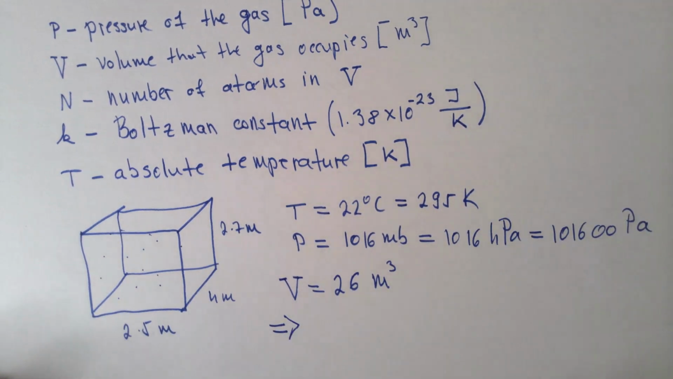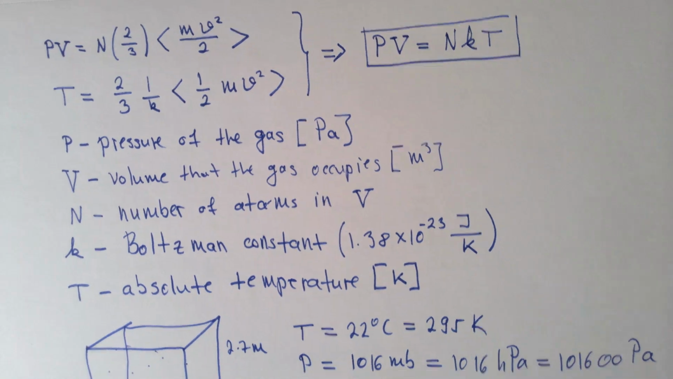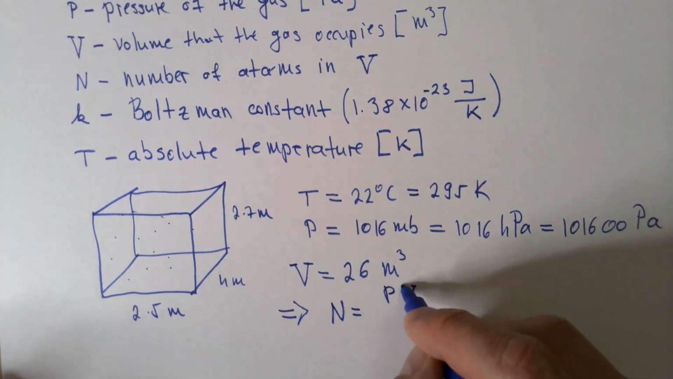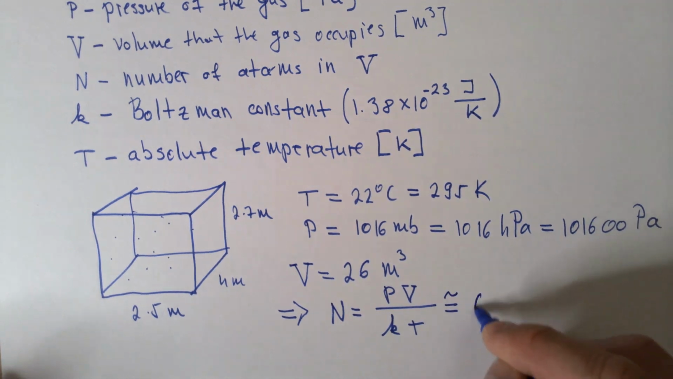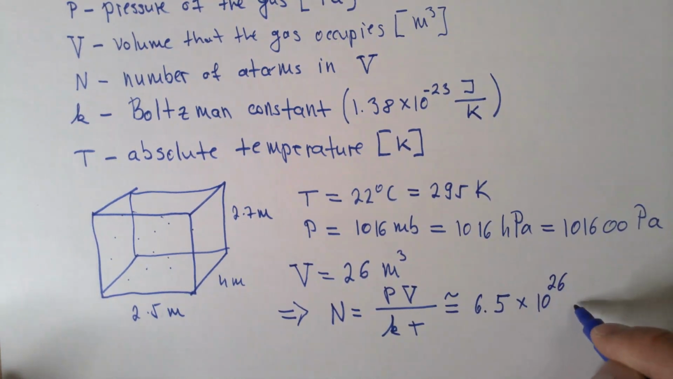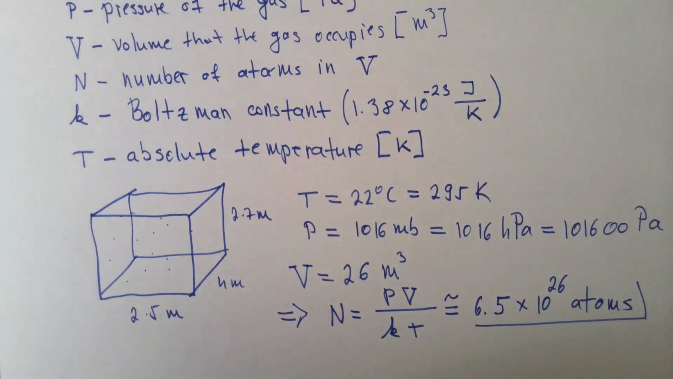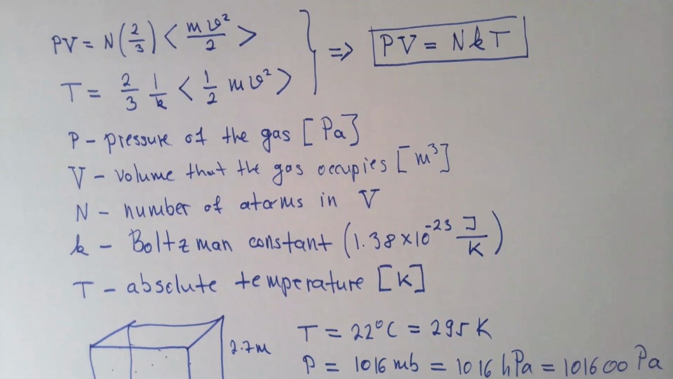Or from our equation of state expressed in terms of N, we can see that N, the number of atoms in my room, is PV divided by kT. And if you plug in all these numbers, you will get approximately 6.5 times 10 to the power 26 atoms. This is a huge number. 1 trillion is 10 to the 12, I believe. So this is more than a trillion atoms in my room. Just amazing. And we calculated all this using our simple equation of state.